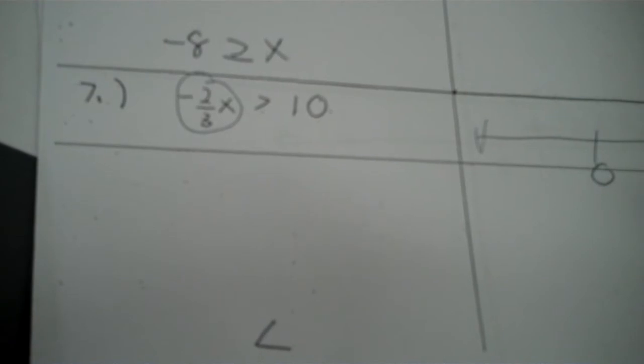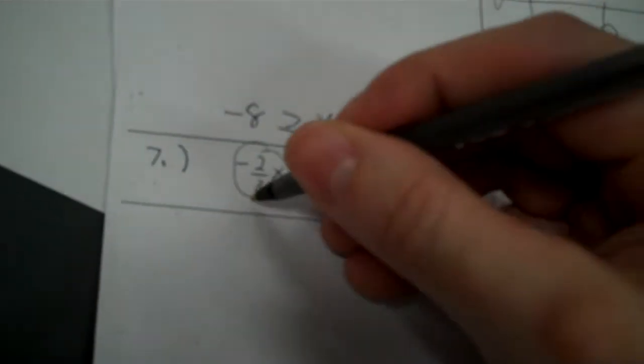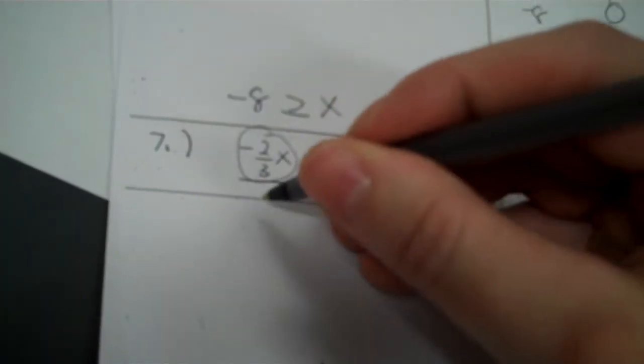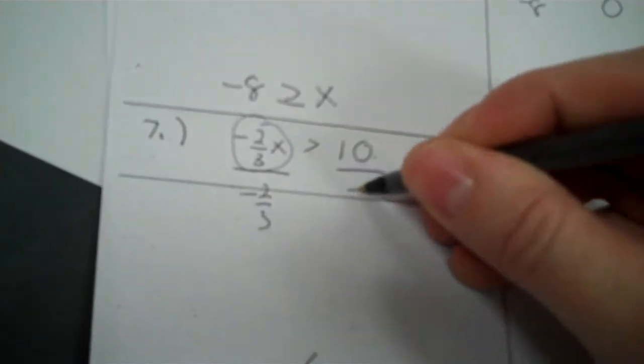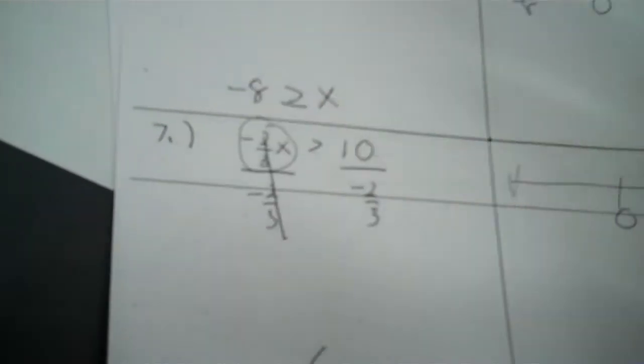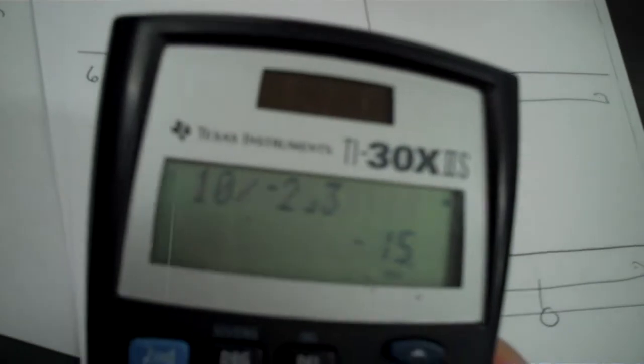Okay, what's your x multiplier number? It's -2/3. It's a negative, so the sign flips. I don't have to add, I don't have to subtract, I can go straight to dividing by the fraction, -2/3. So I have x on the left. On a calculator, 10 divided by -2/3 is -15.